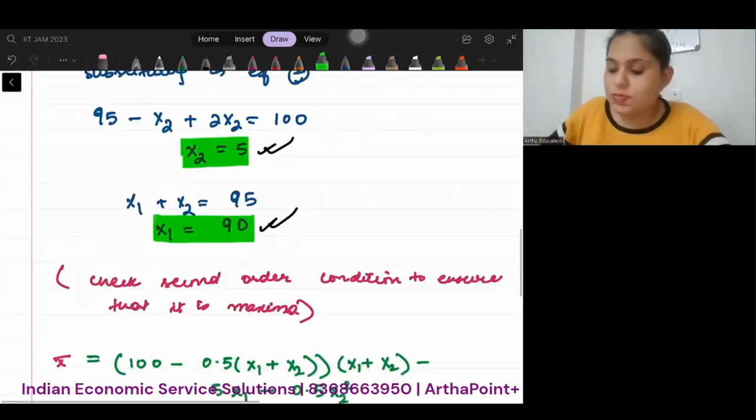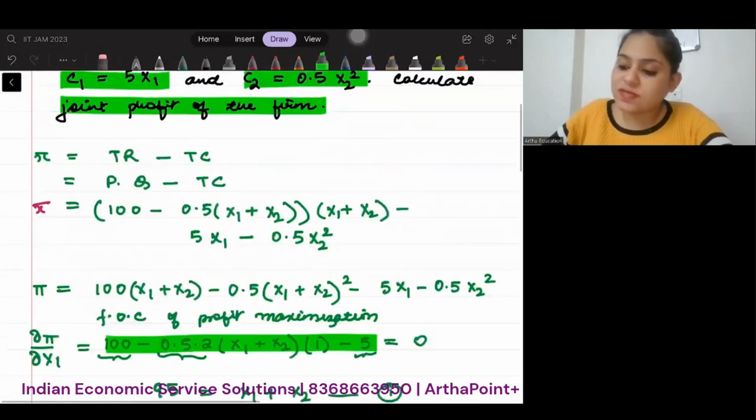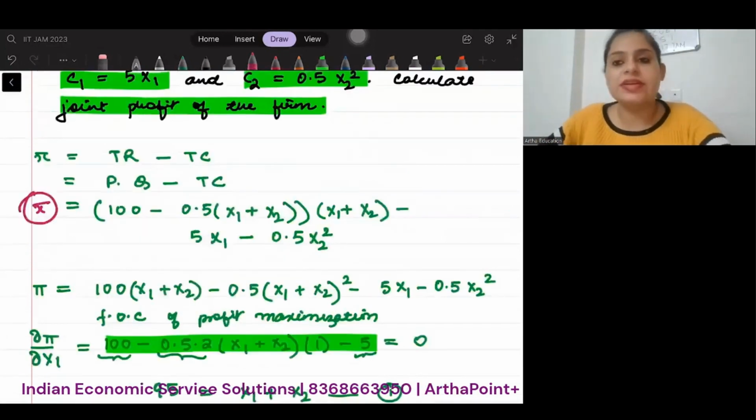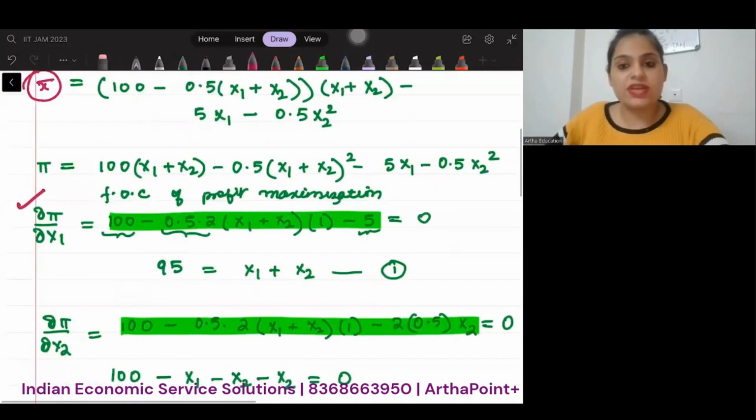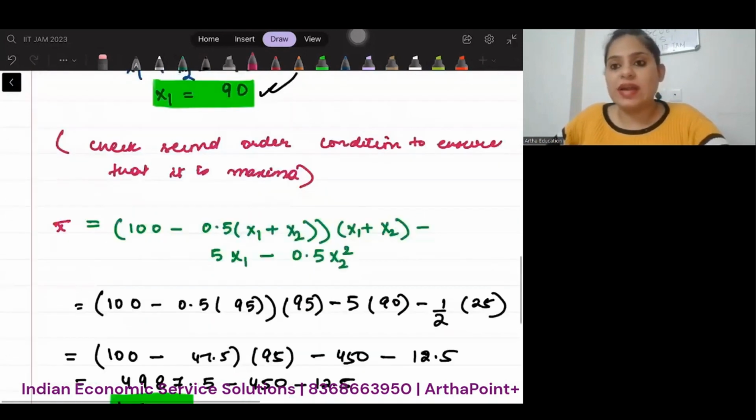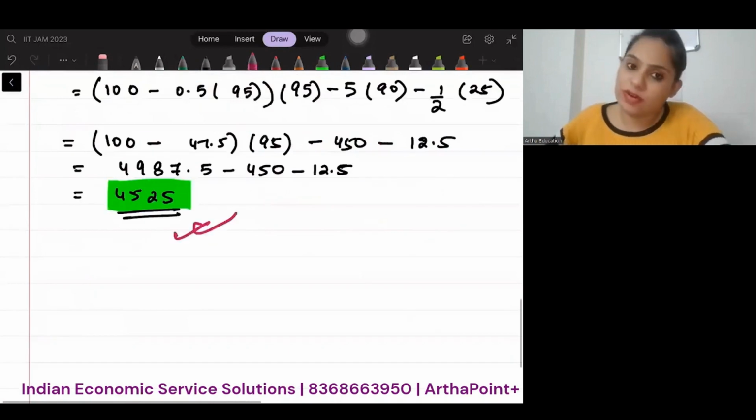Very easy question. There was nothing much to do. You had to just find the total profit, differentiate it with respect to x1, differentiate it with respect to x2, and go ahead and find out the maximum profit.